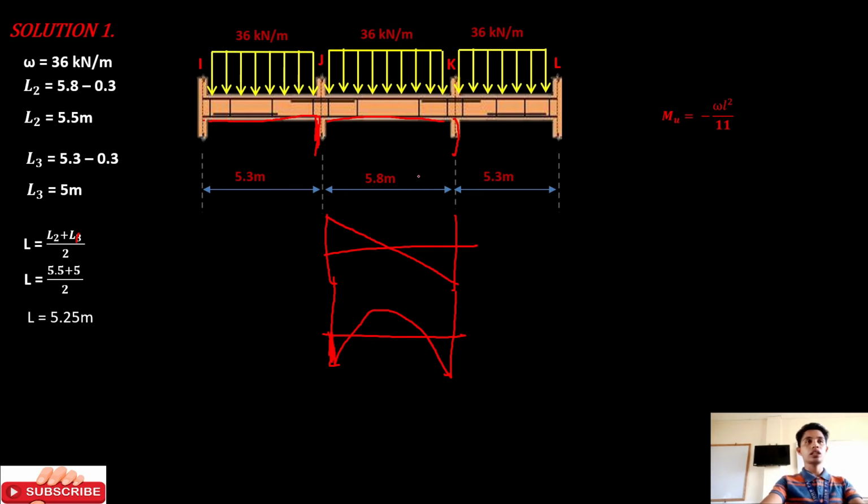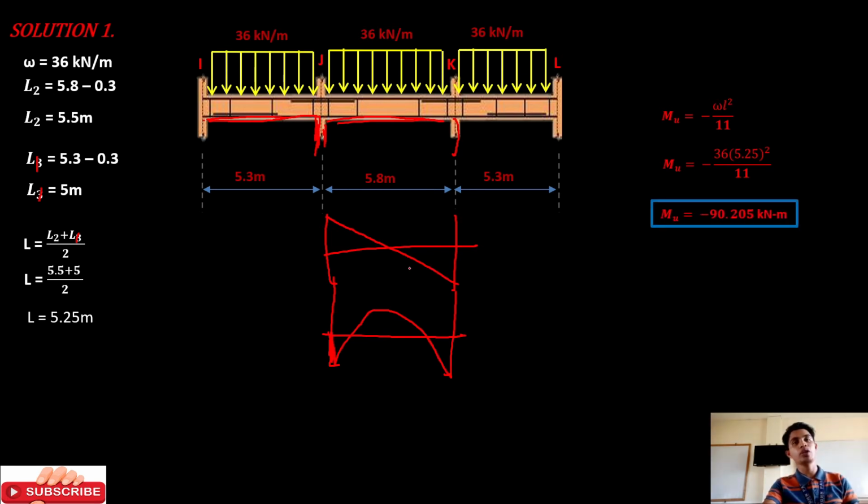Tama? WL squared over 10. Kung dito is WL squared over 11, kasi at other faces of the interior support. So, substitute na sa formula: 36 times 5.25 squared over 11. So, guys, ito ay correction na. L1 yan, L1, kasi ito yung kailangan nating i-average. Ito at saka ito. So, answer is negative 90.205 kN-m.